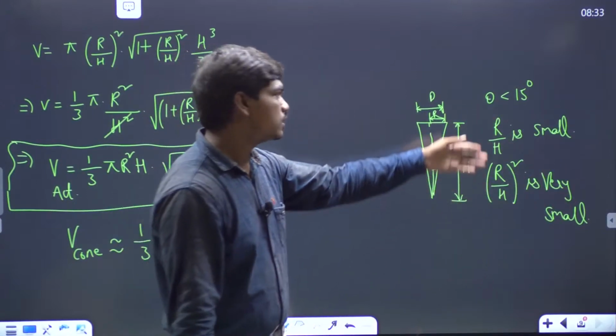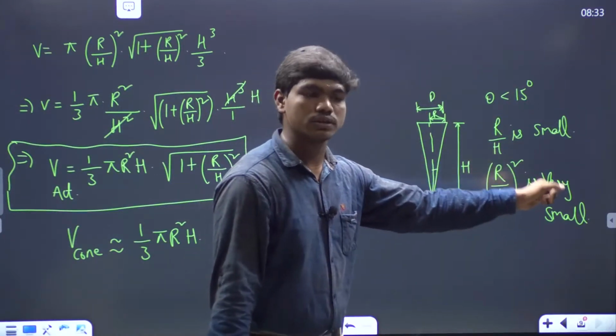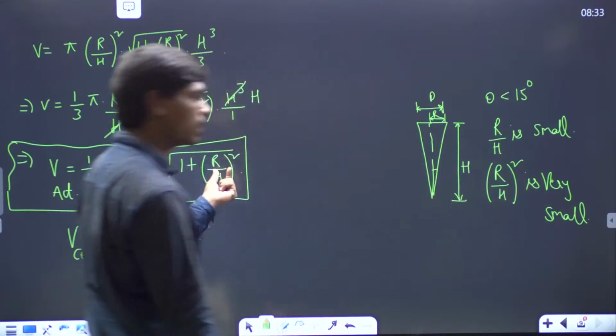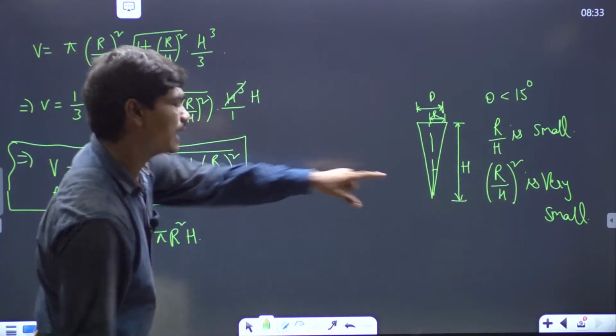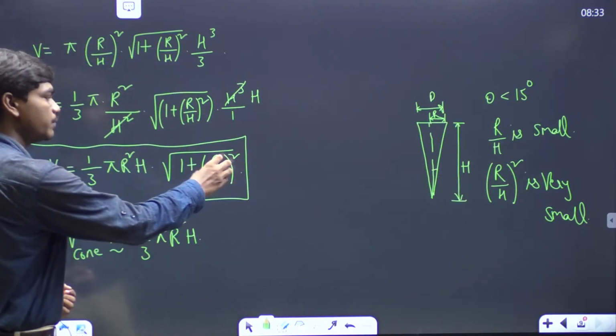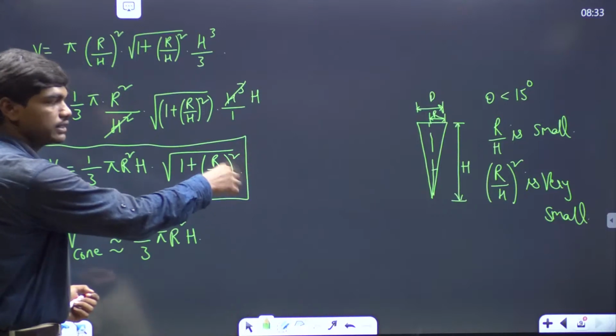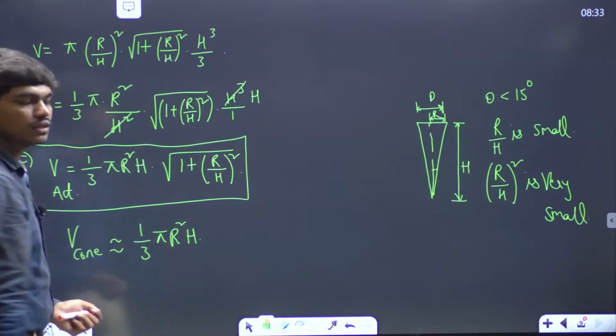0.02 somewhere around. So this 0.02 whole square, which is 0.00 and one more 0 into 4, will give you a very small value when added to 1. So that's why this term is in general neglected. R by h whole square term is neglected. If you neglect this term, then 1 plus r by h whole square is again almost equal to 1. So 1 into 1/3 pi r square h is 1/3 pi r square h.